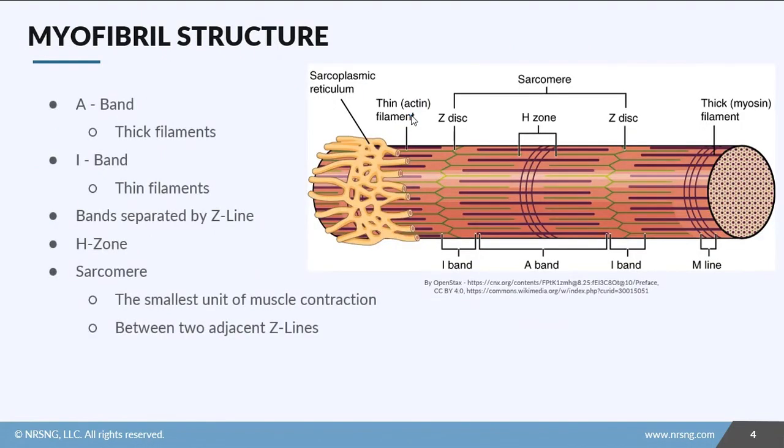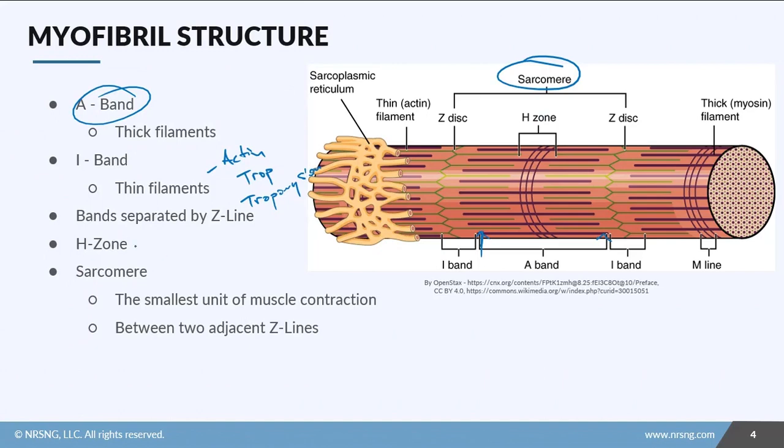Okay, so what's in a myofibril? Well, let's start with the A band. These are your thick filaments. If you see here, it's pointing directly to these thick filaments, and that's the myosin. And the I band has the thin filaments, so this is going to be your actin, your troponin, and your tropomyosin. This thing right here is called the sarcomere, and they're separated by these Z discs.